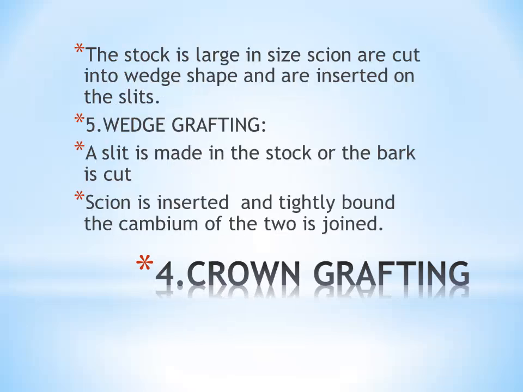And wedge grafting. Here a slit is made in the stalk. Wedge means a V shape, and we have to make a slit in that shape. The scion is inserted into the wedge-shaped slit and tightly bound up by tape. Both the cambium of the plants join together and produce a new plant. So this type is called wedge grafting.